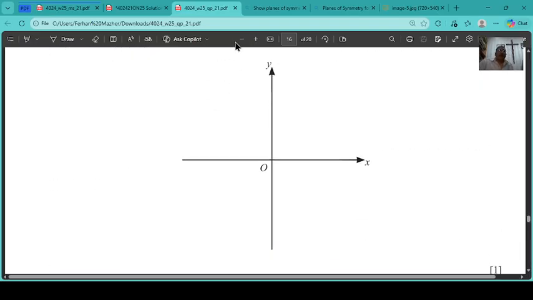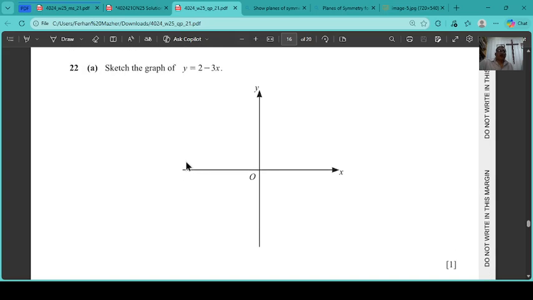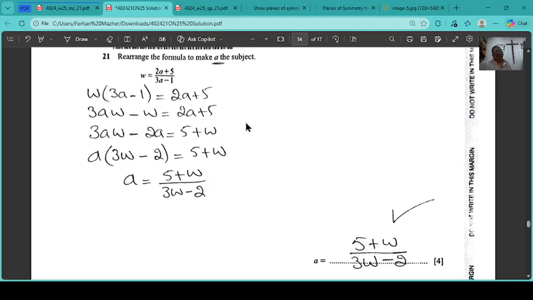Okay, now we have question number 22, and it's A part. It says, sketch the graph of y equals 2 minus 3x. Because x does not have any power here, it has power 1, so it's a linear equation. Linear equation means that it's a straight line. So it's very simple. Let me show you.